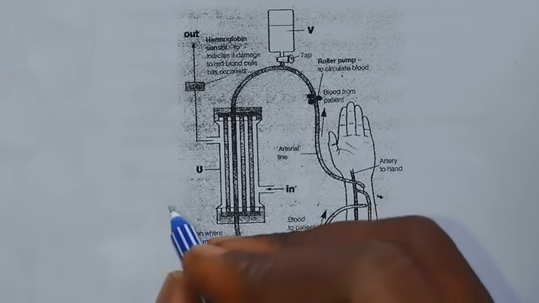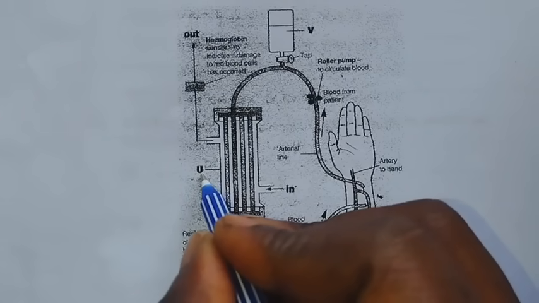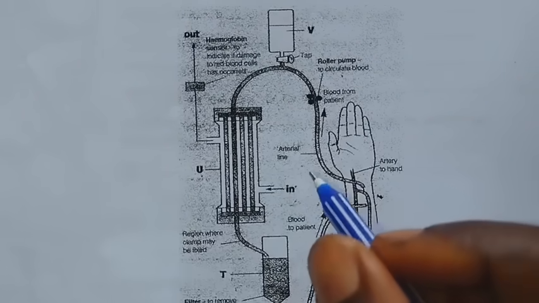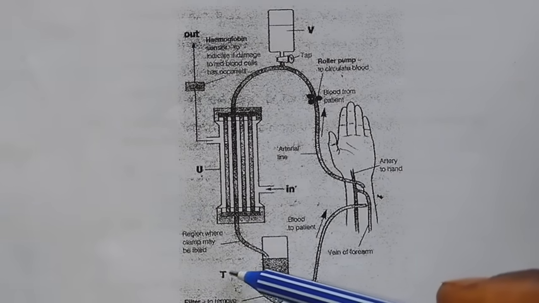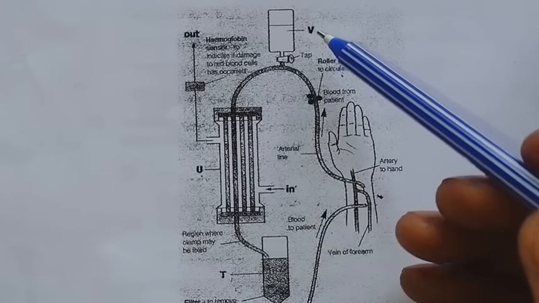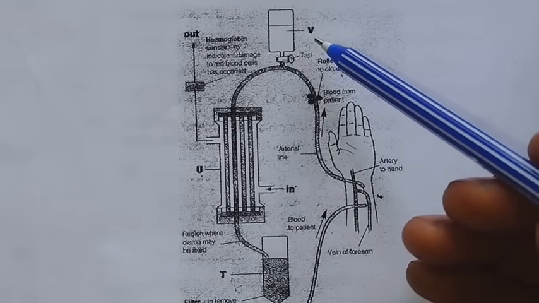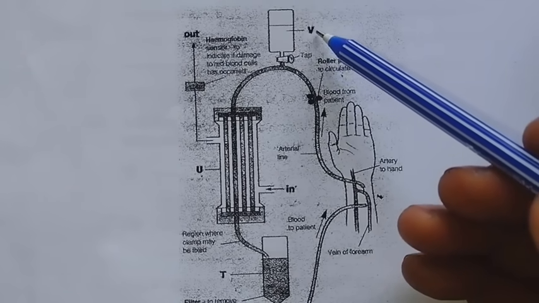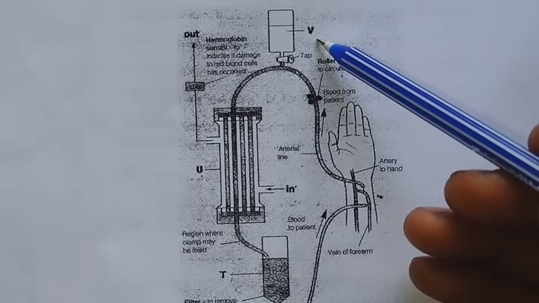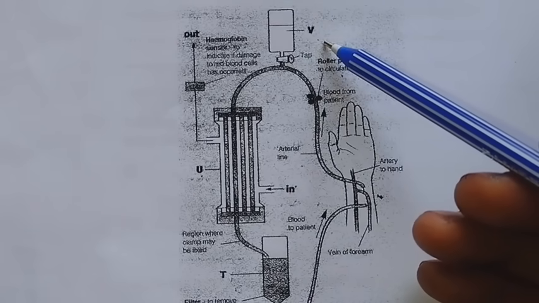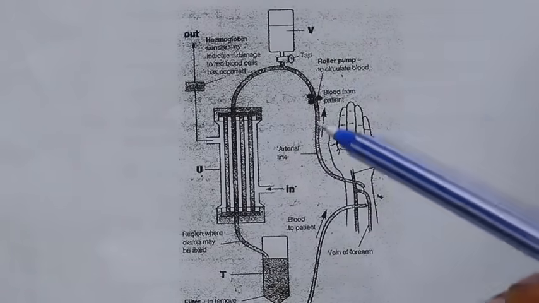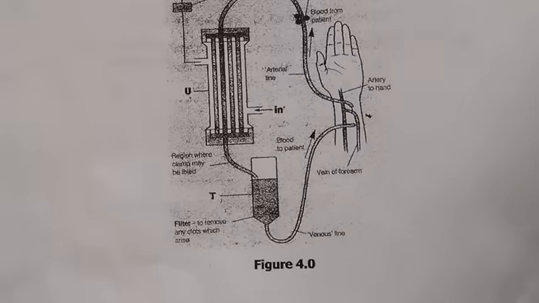So the dialysis machine, this is part U. Then part T, this is the part that will be removing the gas bubbles to prevent the air lock. Then this part V, this is the heparin injection. This is where the heparin is injected so that it prevents clotting of blood. Okay, so let us now see our questions.